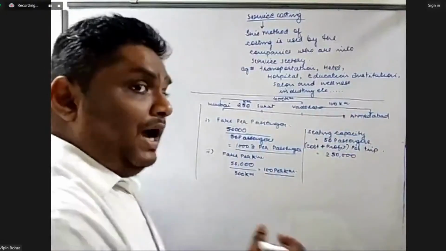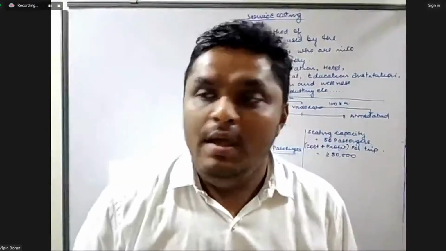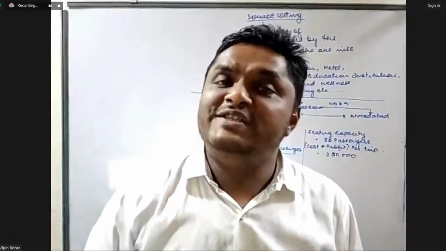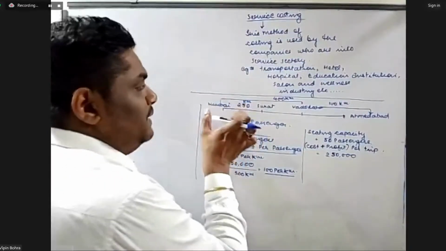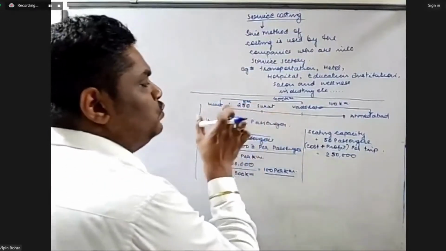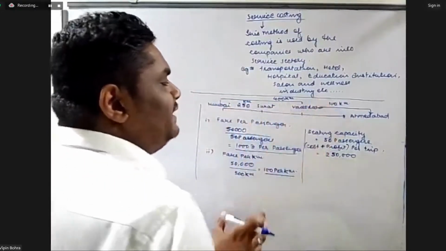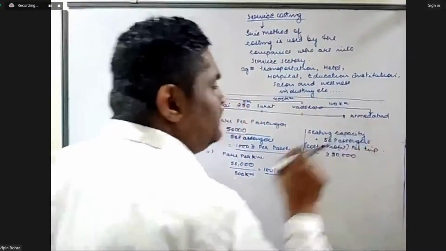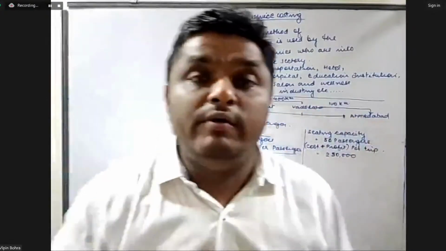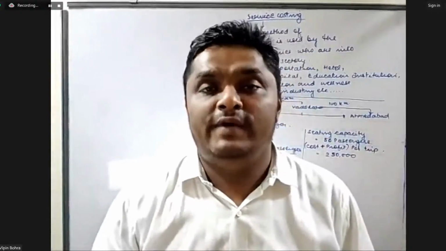Now the point is how to quote the fare. मैं 1000 rupees fare charge नहीं कर सकता. Reason being some of the passengers will be getting down at Surat, some of the passengers will be getting down at Vadodara. Then again Vadodara से कुछ लोग travel करेंगे जो अहमदाबाद travel करेंगे. Now the question is how to calculate the fare.